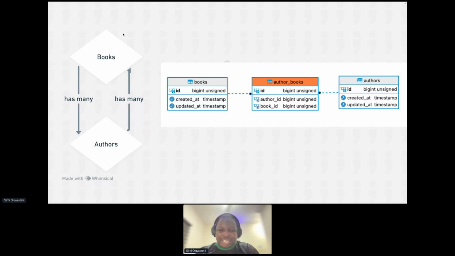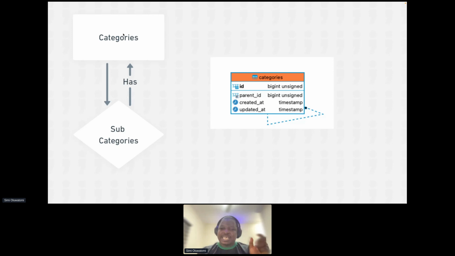Then the last relationship I want you to look at is a self-referencing relationship. That is a table that has a foreign key, and that foreign key leads to itself. So in your e-commerce website, you have a category. Under that category, you have subcategories. And then under subcategories, you have subcategories, and so on and so forth.